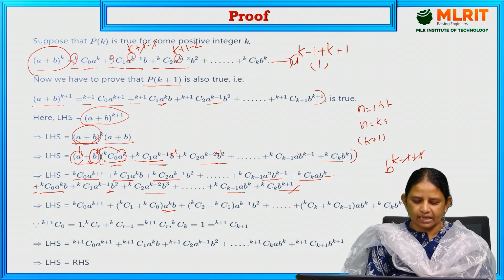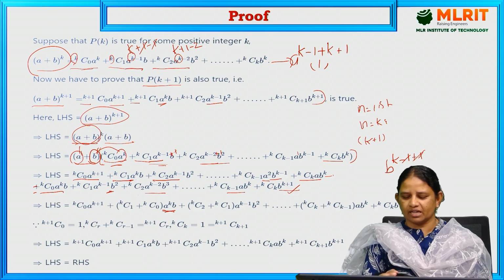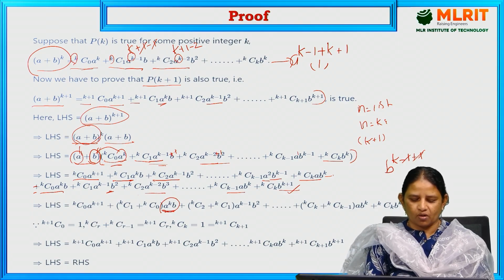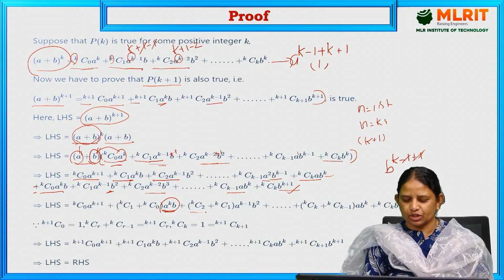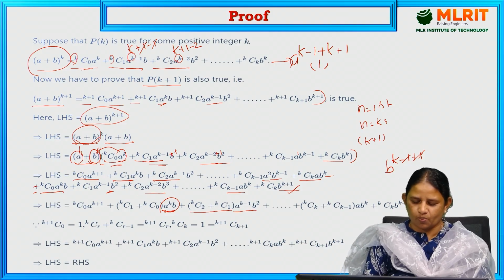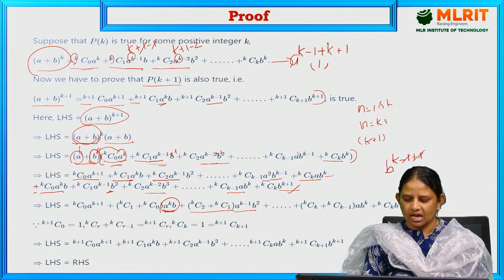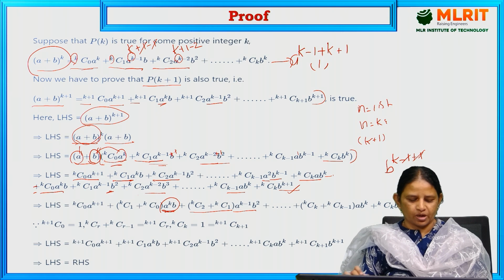Then after that, a to the power of k into b. What are the remaining terms? So that is a to the power of k into b. Again kc2 plus kc1, a to the power of k minus 1 into b square is taken as common. Then kc2 plus kc1, a to the power of k minus 1 b square. Like that we need to expand all the terms.